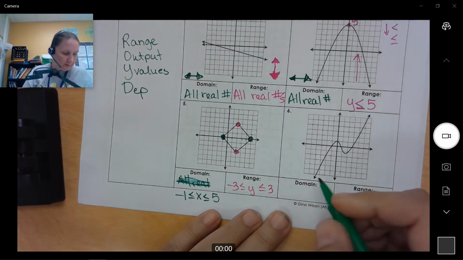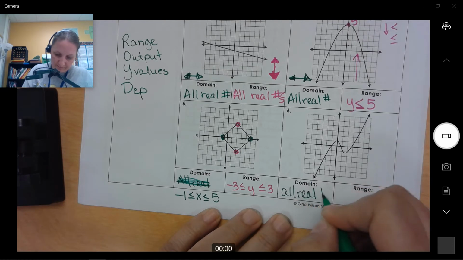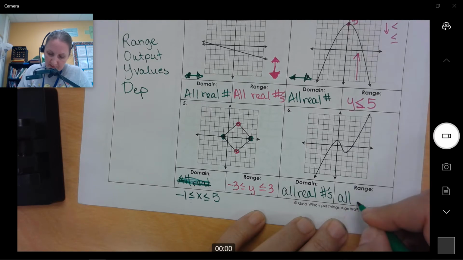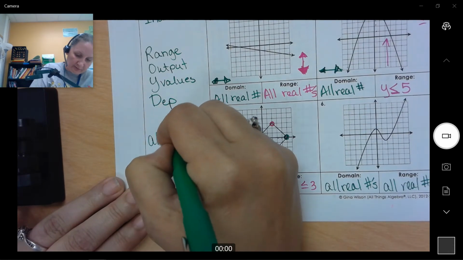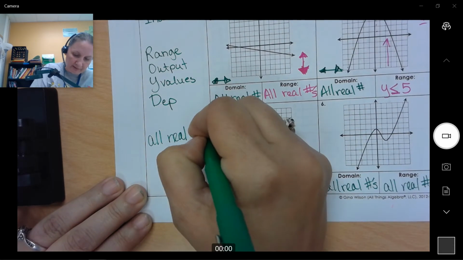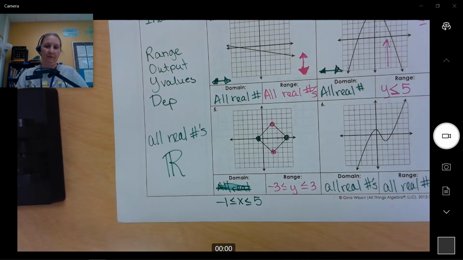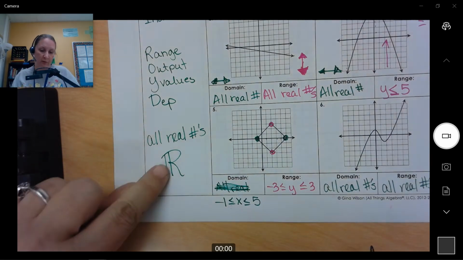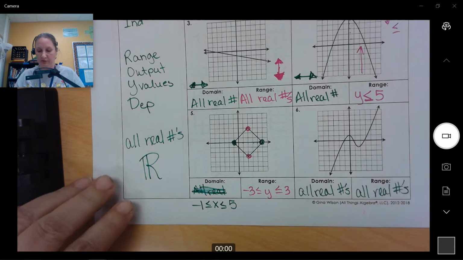Okay, so on the second one, you should have gotten all reals. And on the range, you should also have all real numbers. Now, quick little note, all real numbers can be shorthanded by doing this. You write a big R and add a little bar. So if you write it like this, I will count that correct if it was written down. Or if you see that on a computer program, that is the same thing as all real numbers.